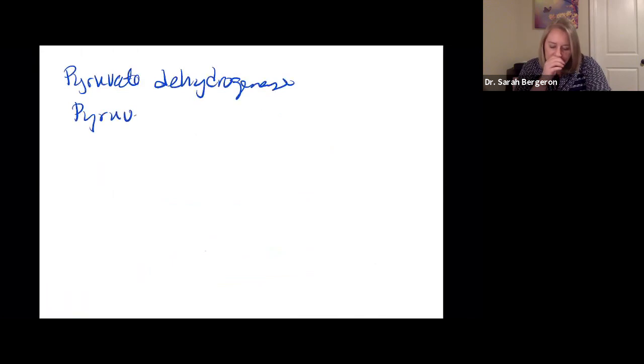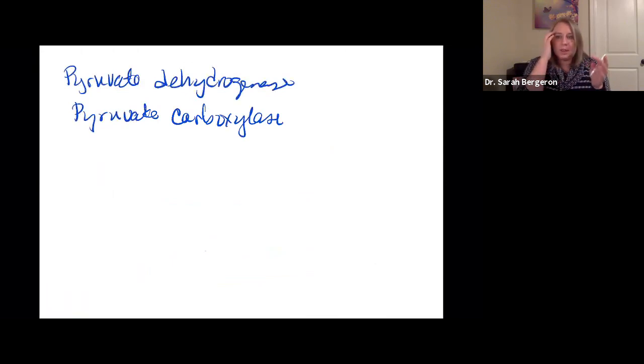The other enzymes that we can actually control are pyruvate dehydrogenase and pyruvate carboxylase. Okay, so these aren't necessarily in the citrate cycle, but they do control substrate availability, right? So we can still use these as control mechanisms.